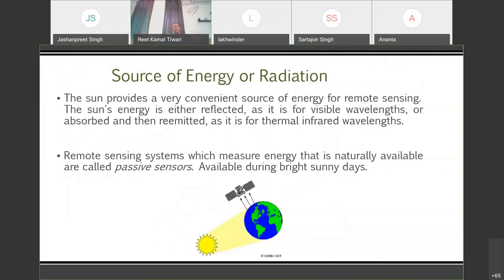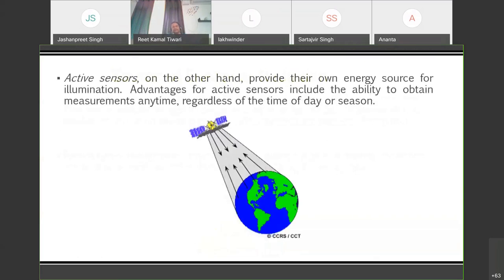Now, when we come to the source of the energy or radiation, I told you that the sun is one of the prime sources. When the remote sensing system uses the sun as a source of energy, like your optical camera, your mobile camera, or any other camera that you hold, the satellite has a similar camera, and when it uses the energy coming from the sun, then those sensors are called passive sensors, because they don't have their own source of illumination. And when the sensor itself sends the signal, electromagnetic radiation, which is captured by the satellite, then those sensors are called active sensors. Radar is one of the prime examples of an active sensor.